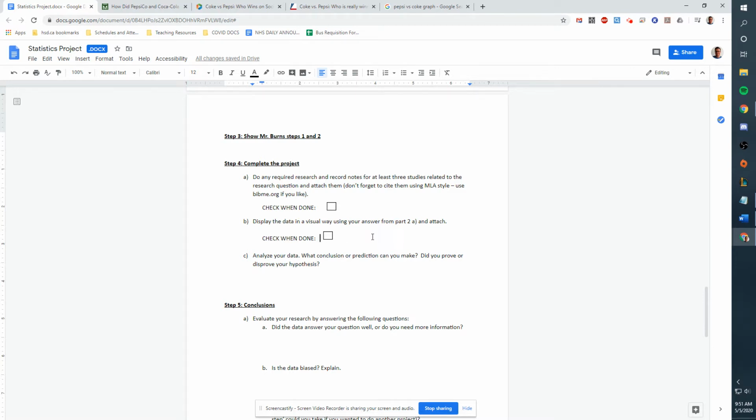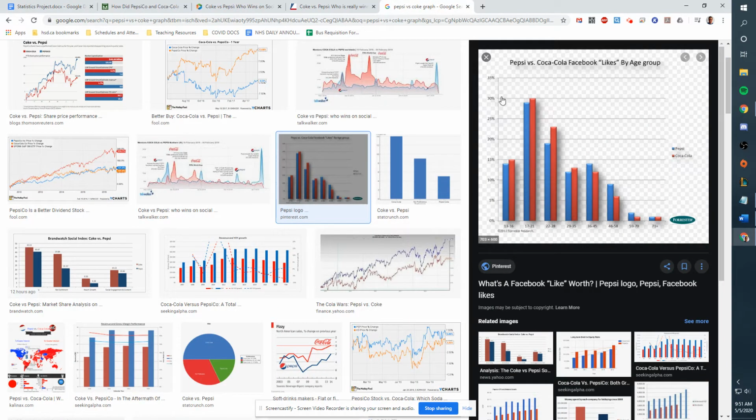I'd recommend using Sheets for this. Google Sheets is really handy for making graphs. So here's one I found.